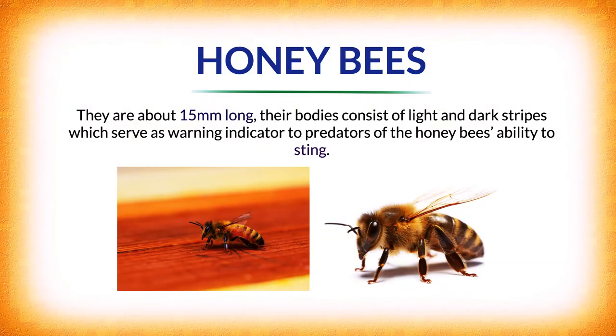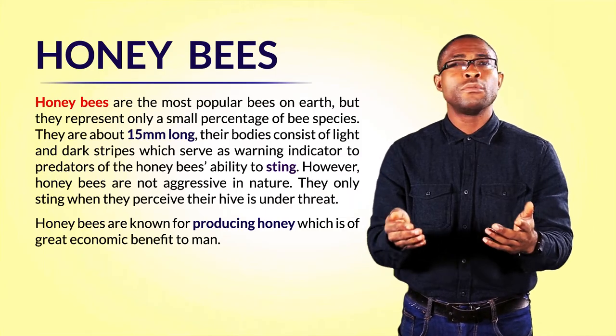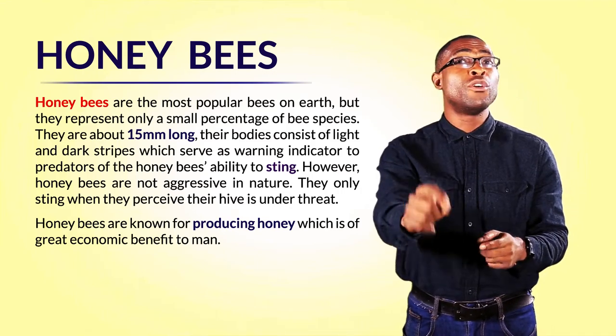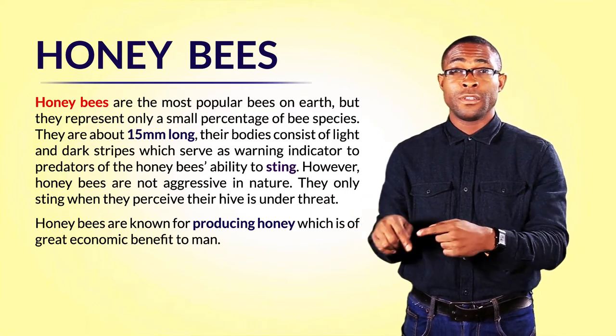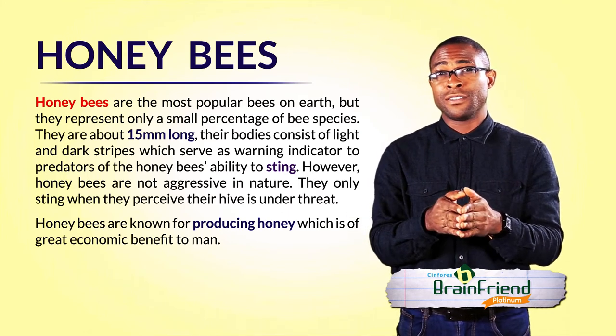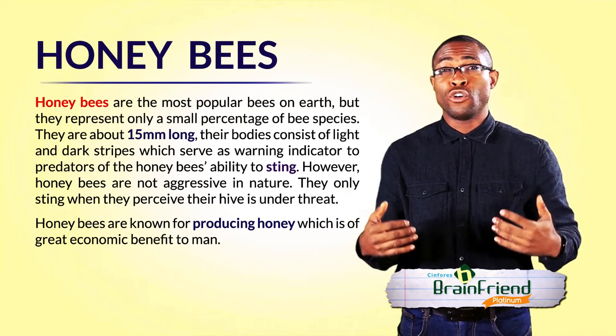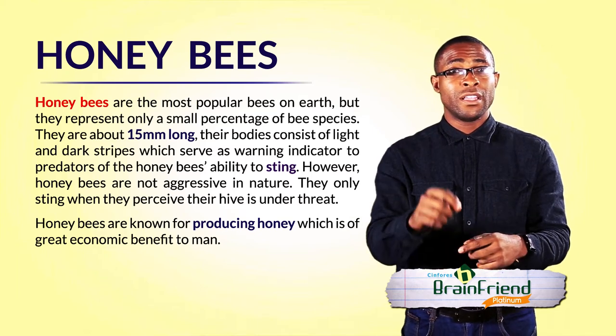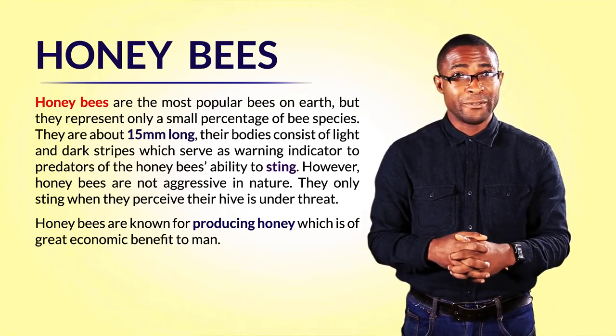Now, the honeybee is about 15 millimeters long, and their bodies consist of light and dark stripes, which serve as a warning to those coming in to invade their hive. They know they produce a very important liquid. So what do they do? They protect it. So if you must have access to their liquid, then be ready to get stung by the bee. That's why we advise that beekeepers try to wear protective covering whenever they are engaging in beekeeping activities, because a sting from a bee could be deadly.